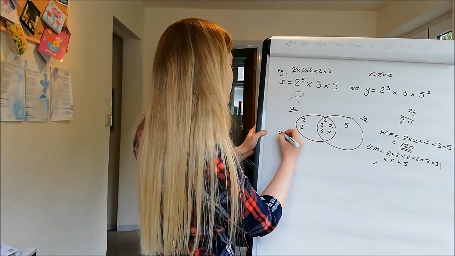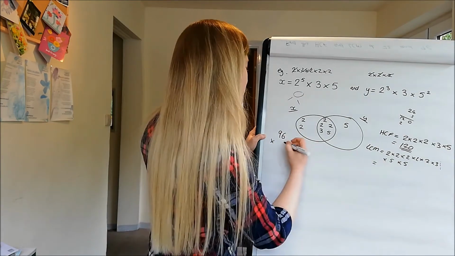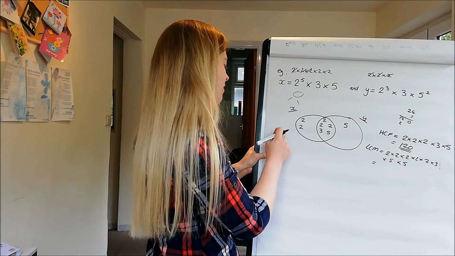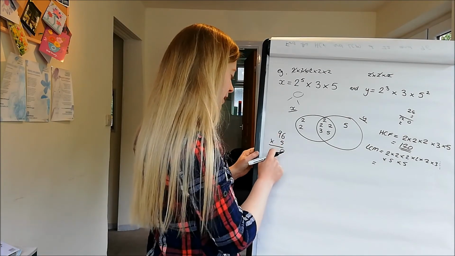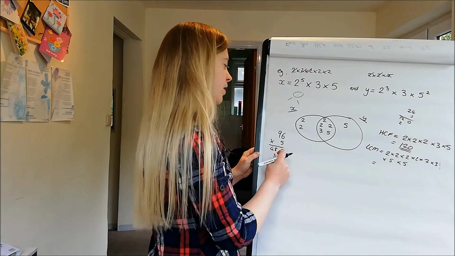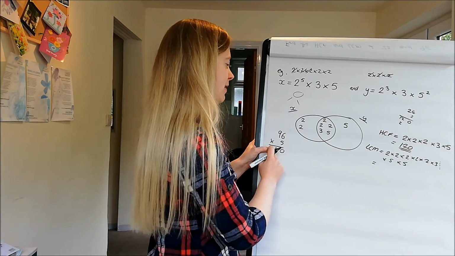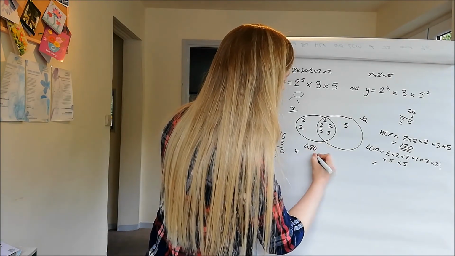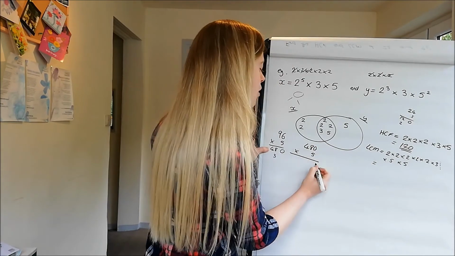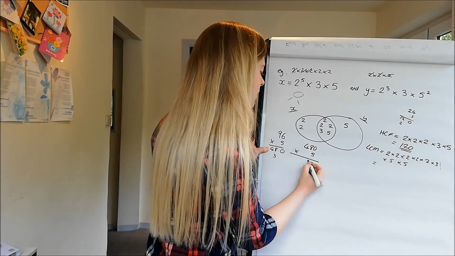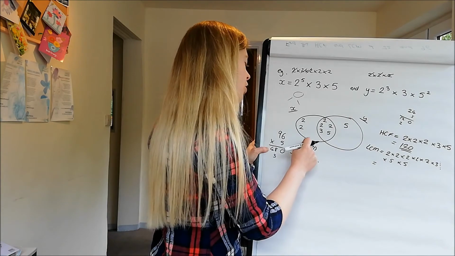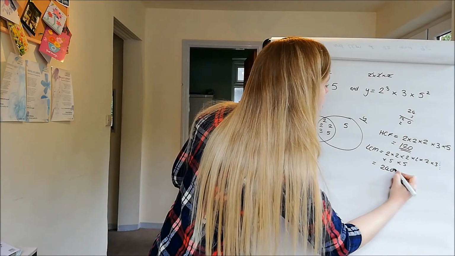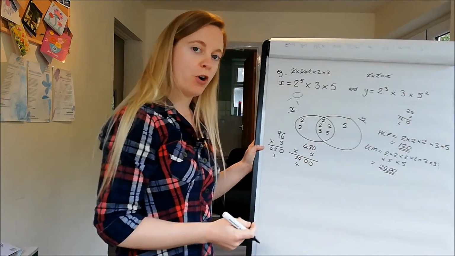So 96 now needs to be multiplied by 5. So 5 6s are 30, 5 9s are 45, 46, 47, 48. So timesing that by 5 gives 480. That 480 now also needs to be times by 5. So 5 zeros are 0, 5 eights are 40, 5 fours are 20, and add the 4 on makes 24. So the lowest common multiple is 2,400.